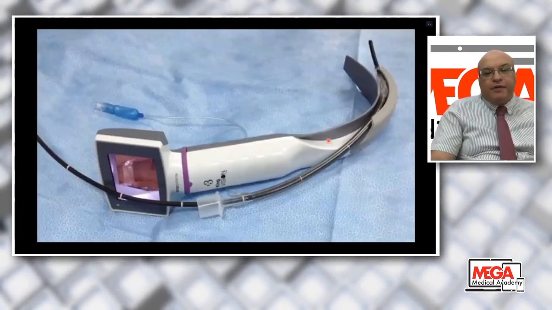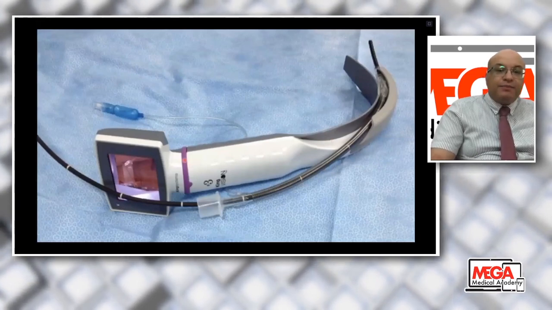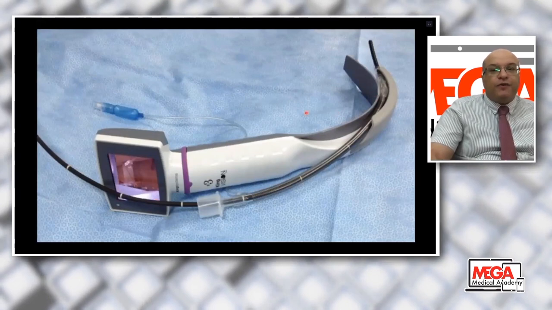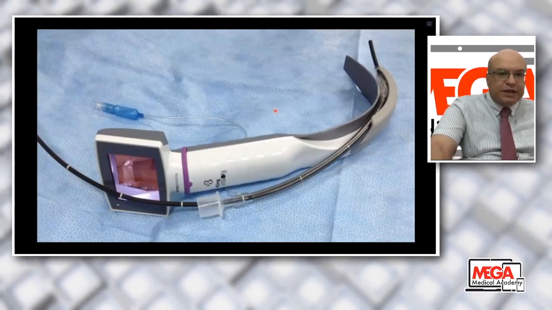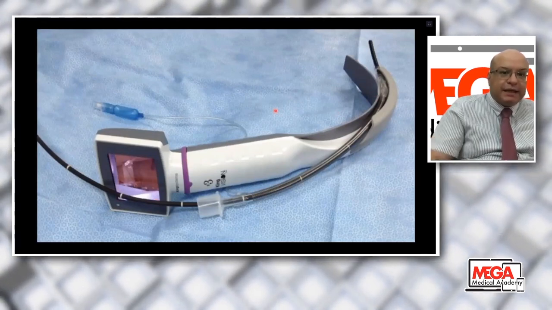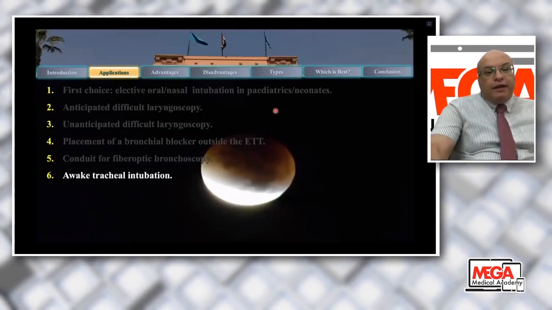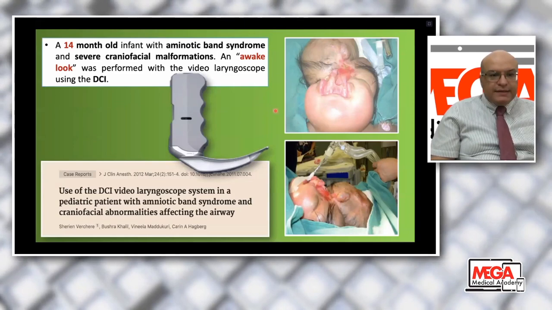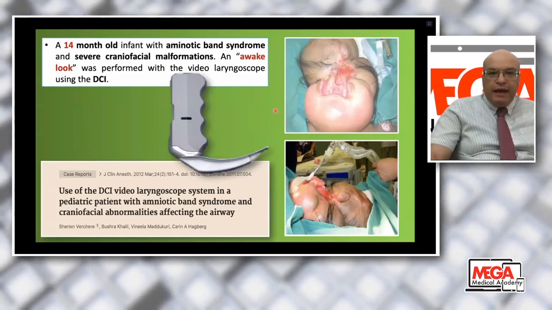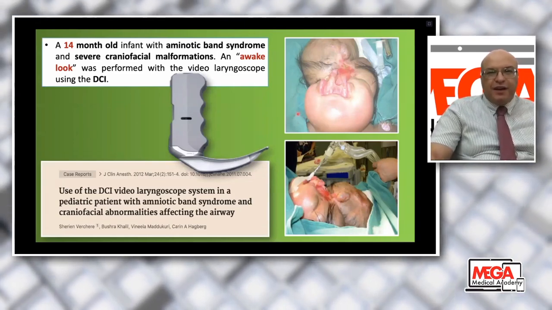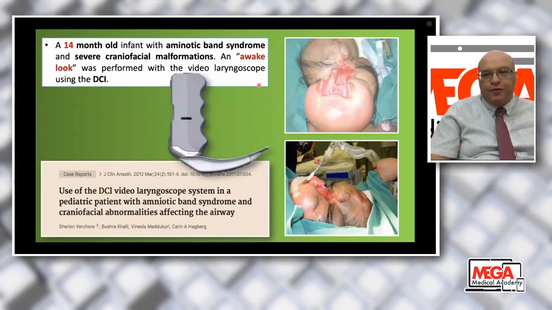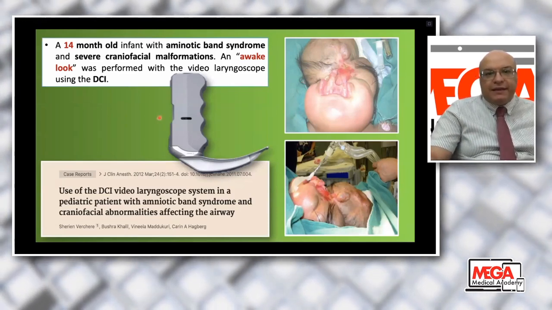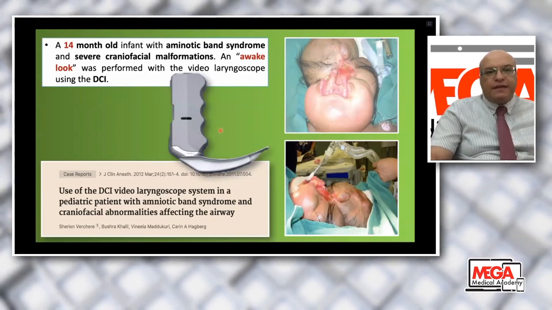Also, we described before using King Vision blades, which are one of the channeled blades, with a fiber optic bronchoscope for facilitating intubation in adults and pediatrics. Awake tracheal intubation directly using a video laryngoscope. Here is a case report using a CMAC in such a patient with severe craniofacial malformation secondary to amniotic band syndrome. And in this case, they did an awake look with a video laryngoscope.